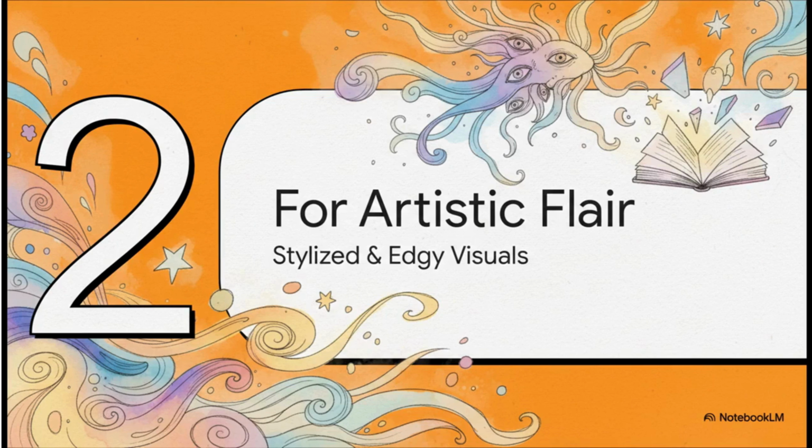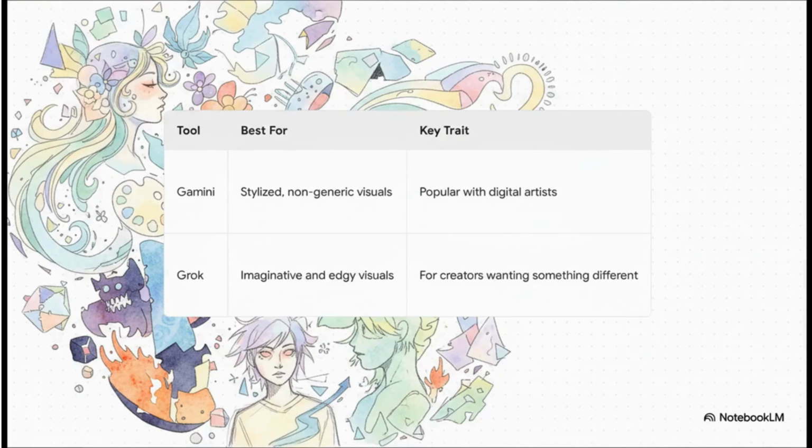But hey, realism isn't always the goal, right? Sometimes you want something with style, something imaginative that really stands out from the crowd. And that's where the artistic generators really shine. For this, we've got two fantastic options. Gemini is a huge favorite with digital artists because it makes these beautiful, stylized visuals that just don't look generic. On the flip side, you've got Grok, which leans into more imaginative, maybe even edgy territory. It's perfect for when you want an image that has a real personality.